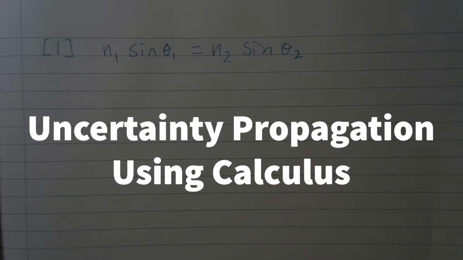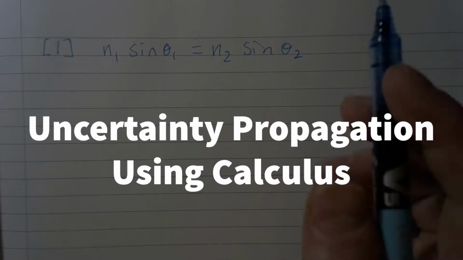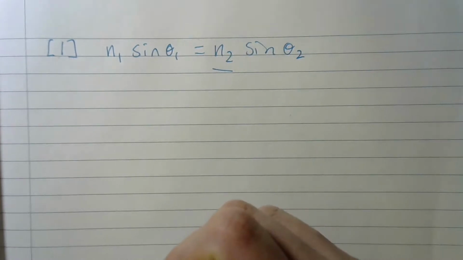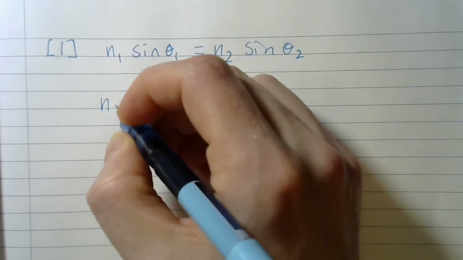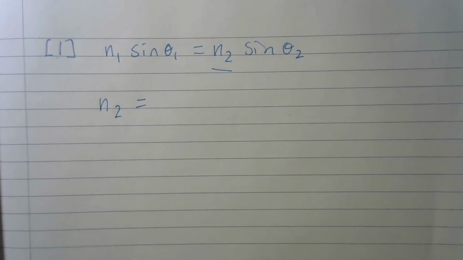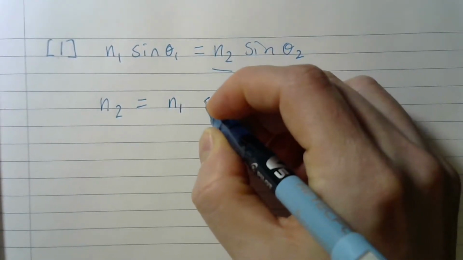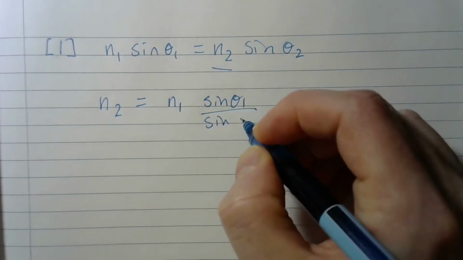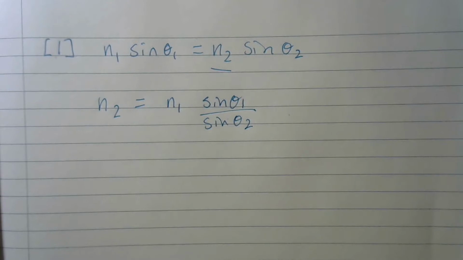All right, so now we are going to look at how to use calculus to propagate the uncertainty when we're using equation number 1 to find the index of refraction for our mystery medium. So that will be our N2. So first, I'm going to write down the equation solved for N2. So we have N2 is equal to N1 sine theta 1 divided by sine of theta 2.